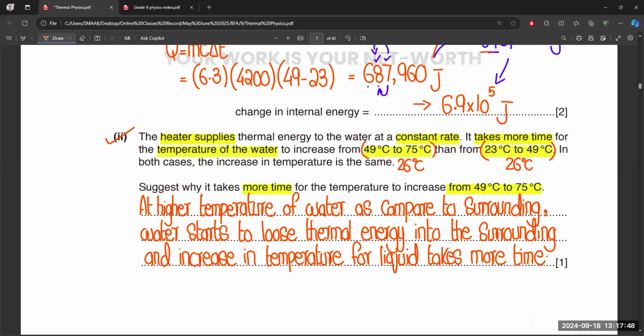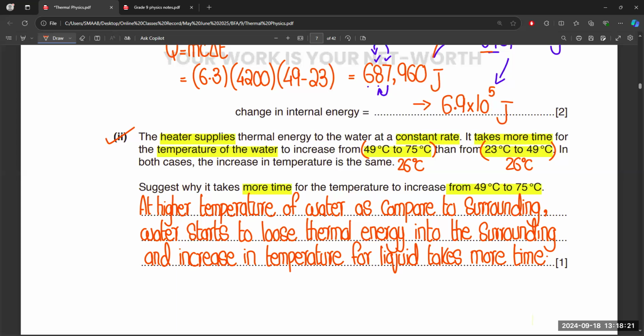So the heat absorbed by the liquid is also going to be transferred into the atmosphere. And definitely when it transfers thermal energy into the atmosphere, its temperature decreases. And to increase the temperature, it has to gain energy from the heater again. So that's why it takes more time to bring its temperature to the higher value, because it is also transferring thermal energy into the surrounding. So this is the simple concept.